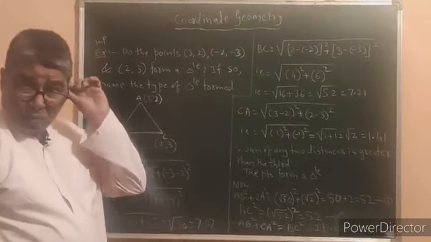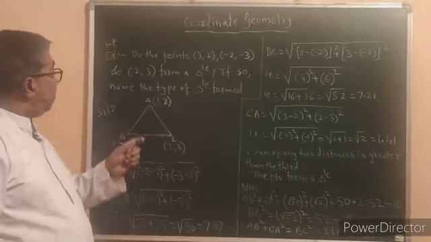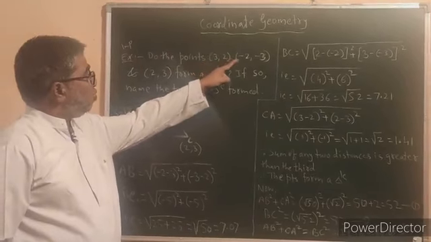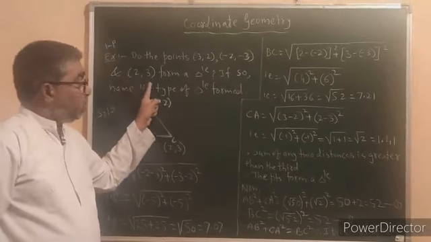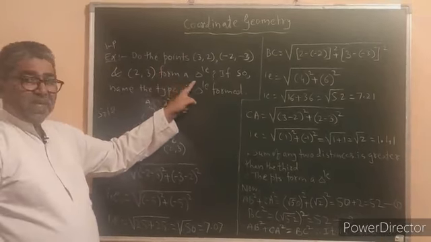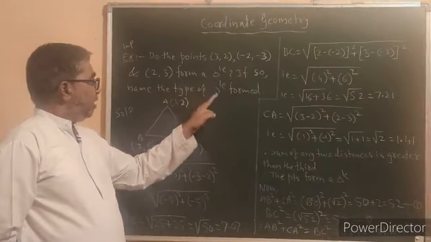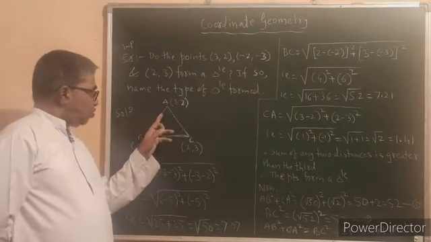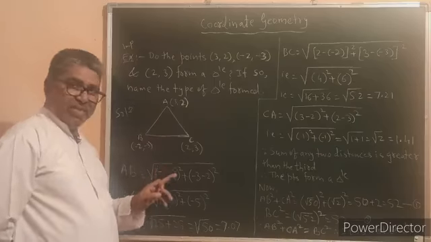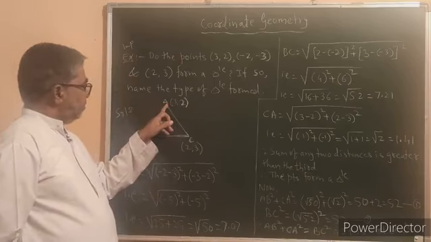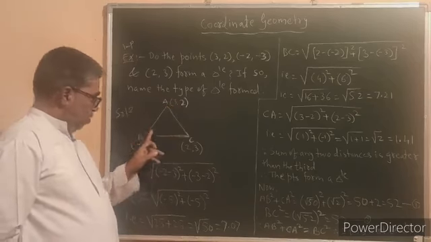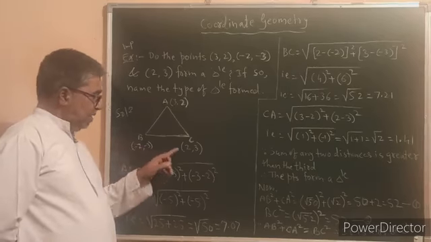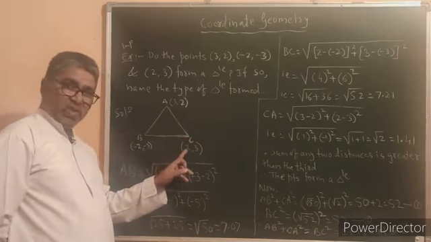So dear students, let us solve one more important example. The example here is: do the points (3, 2), (minus 2, minus 3) and (2, 3) form a triangle? If so, name the type of triangle formed. So this is the example or question. Let us draw a triangle and call it ABC, where the vertex A has points 3, 2, vertex B has points minus 2, minus 3, and vertex C has got the points 2, 3.